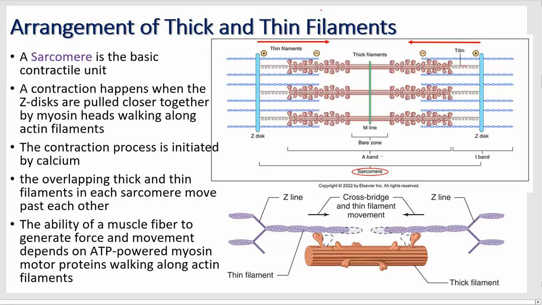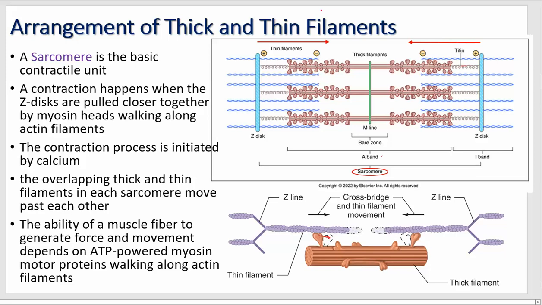Sometimes we call that a sliding filament, but it's not really sliding, is it? It's walking. Another picture of that is down there, where you can see the myosin moves in this direction, and then it goes back, and then it detaches, and then it goes back and moves, and then detaches. That's called cross-bridge cycling, which we're going to have a slide on too.